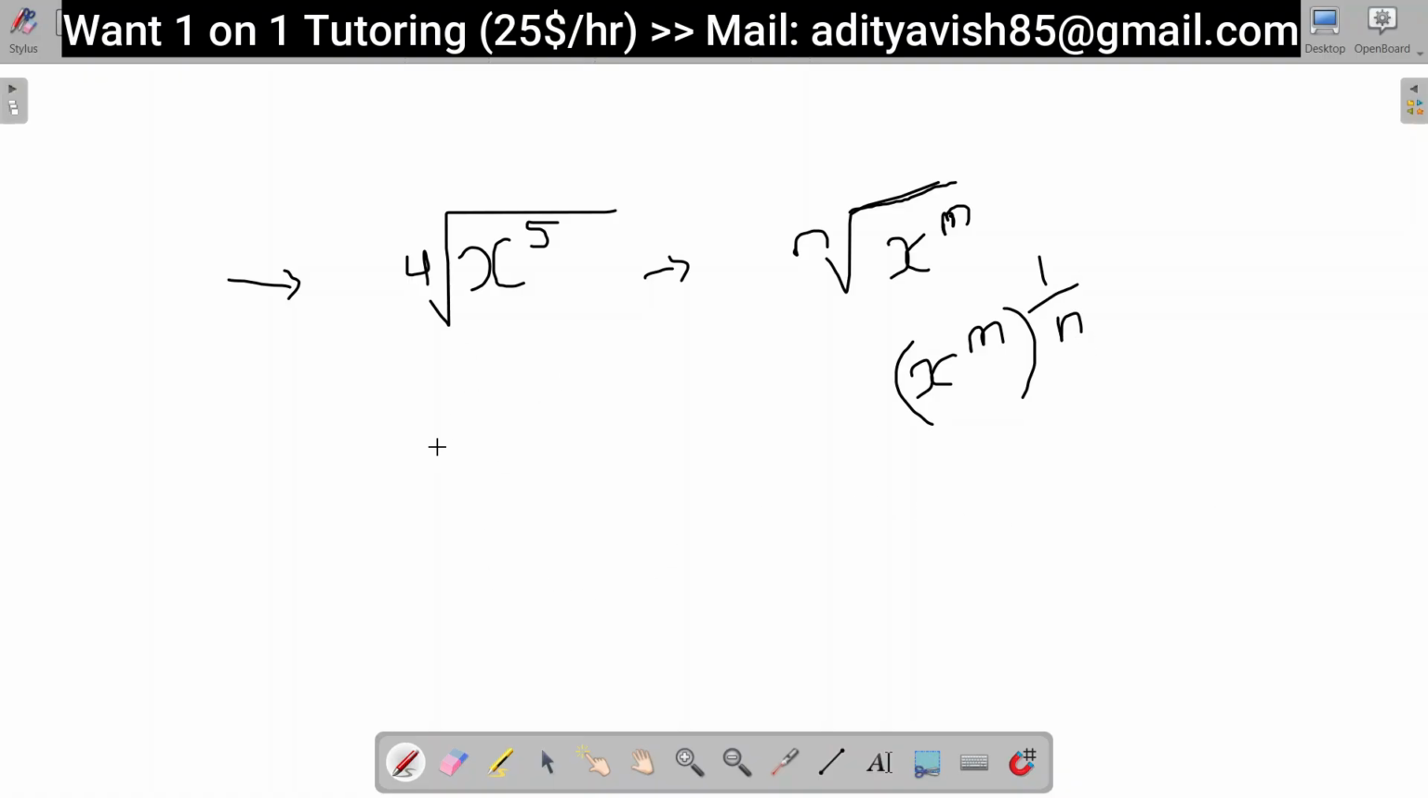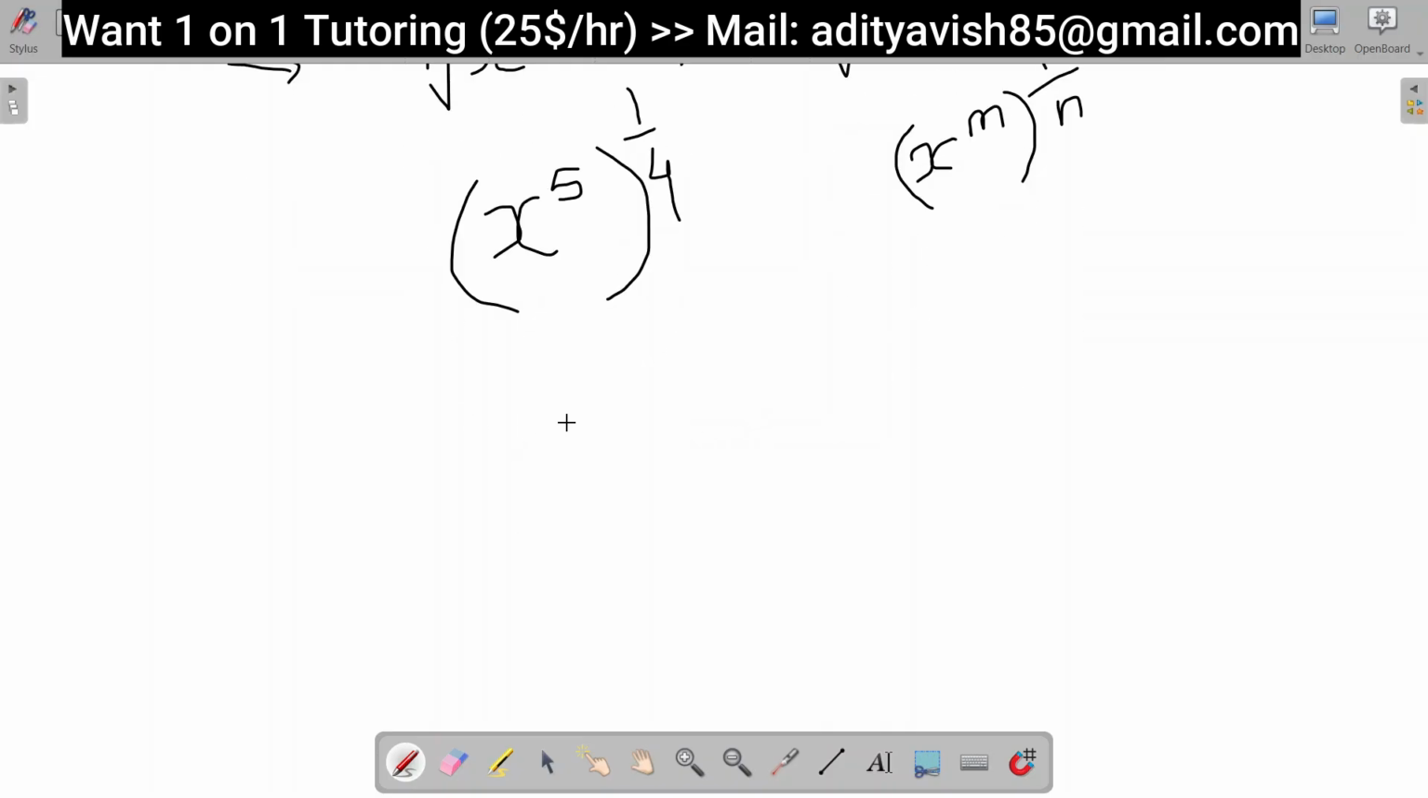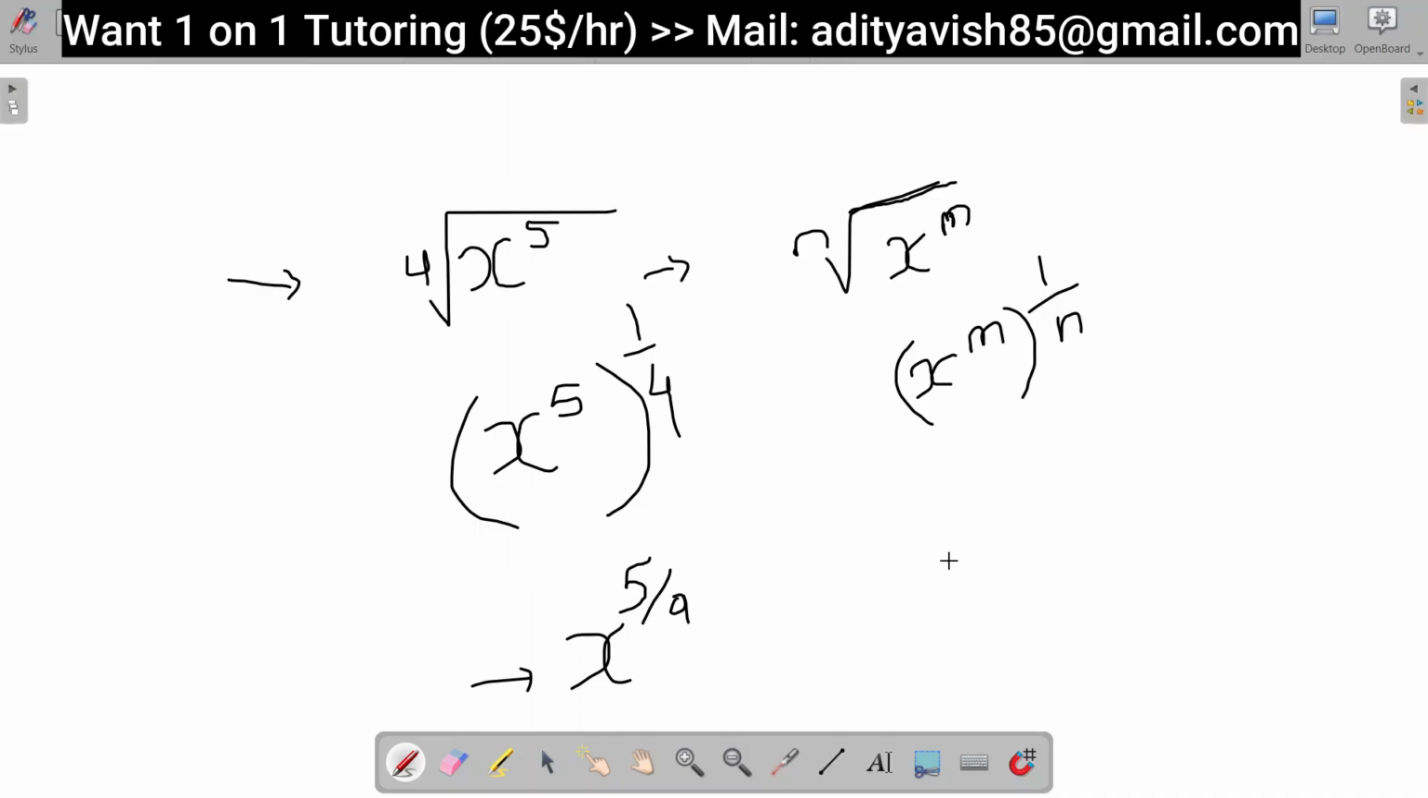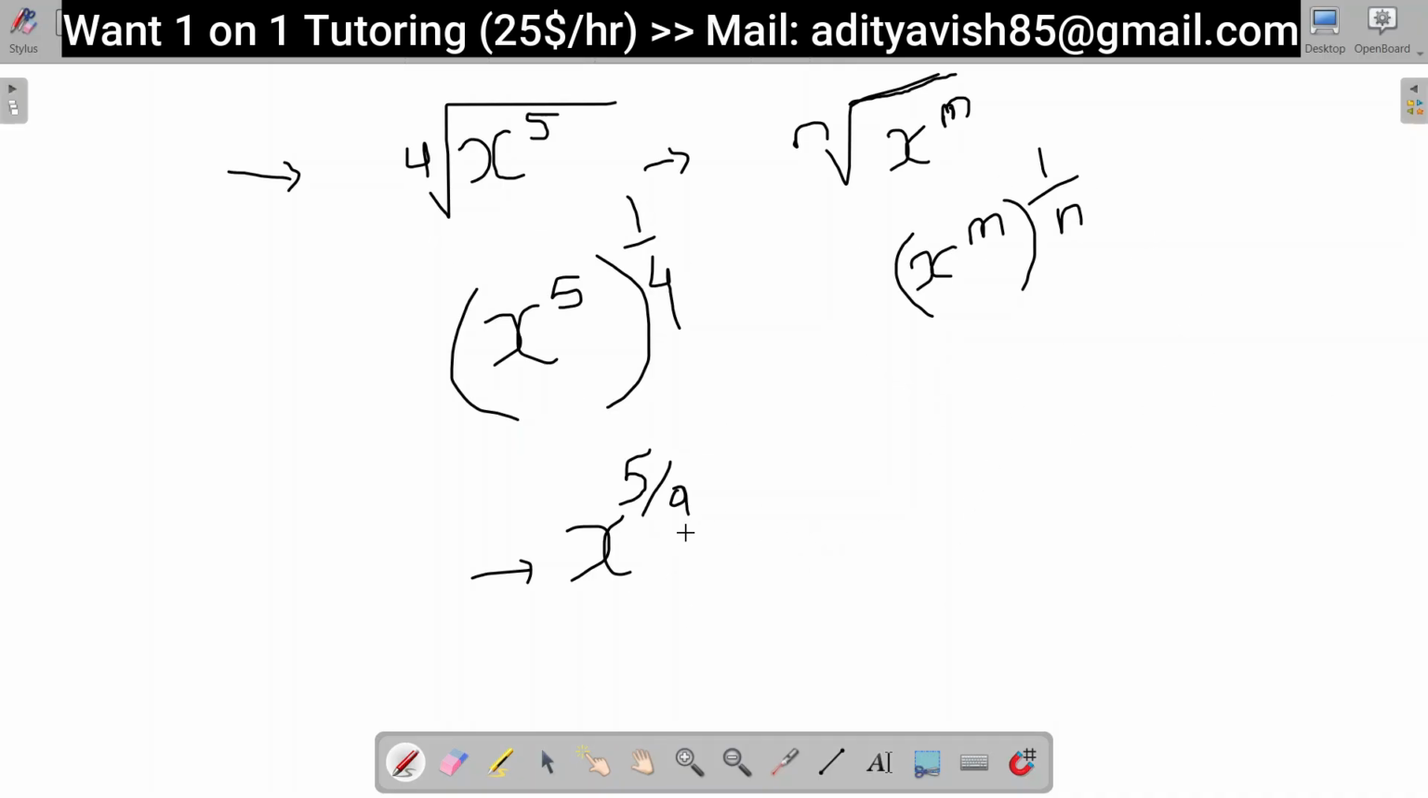So for this question it will be the same thing, x raised to the power 5, 1 by 4, which eventually we can write as x raised to the power 5 by 4. It's as easy as that. So you need to remember this property and you'll be able to solve these types of questions.